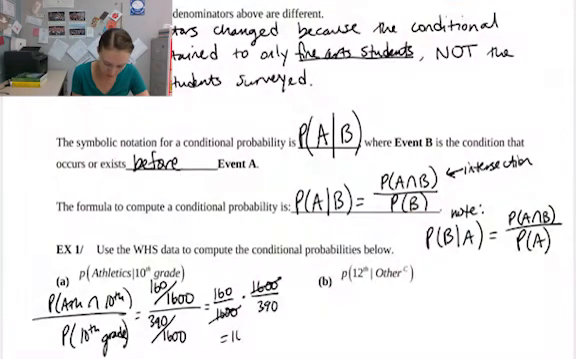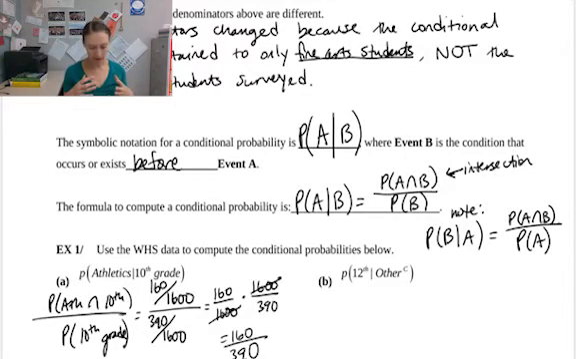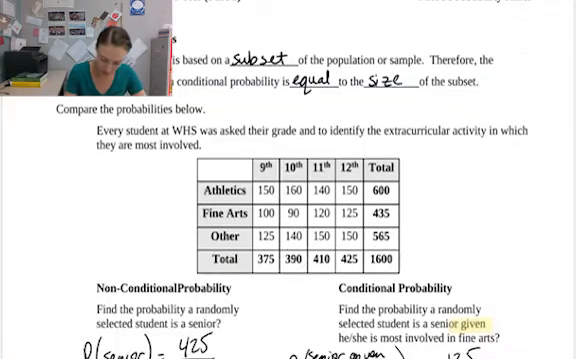So we could have just done 160 divided by 390, which is more like the example that we were looking at before with the seniors given that they're most involved in fine arts. If I say, okay, out of all the 10th graders, so this is how I like to do it. Out of all the 10th graders, so just these ones, cover up all the other numbers, just look at the 10th graders, what's the probability that they're most involved in athletics? So given that they're 10th graders, we've got that 160 out of 390. So it's another way, and I think it's a much easier way to calculate these probabilities.